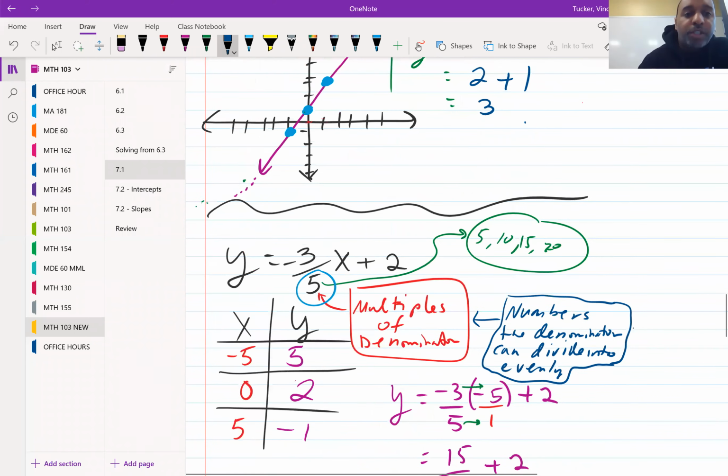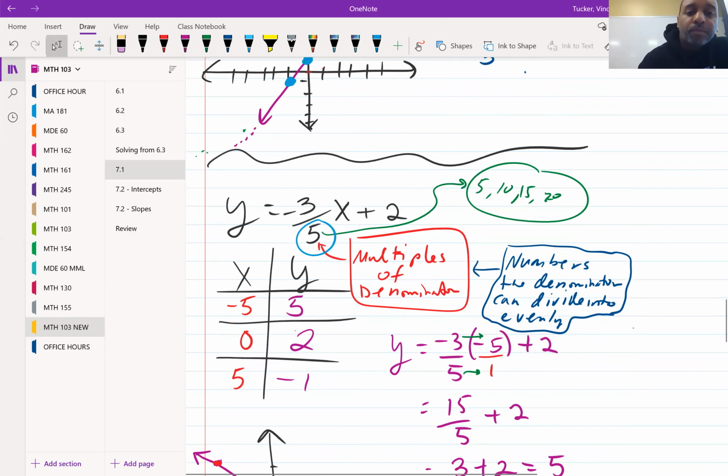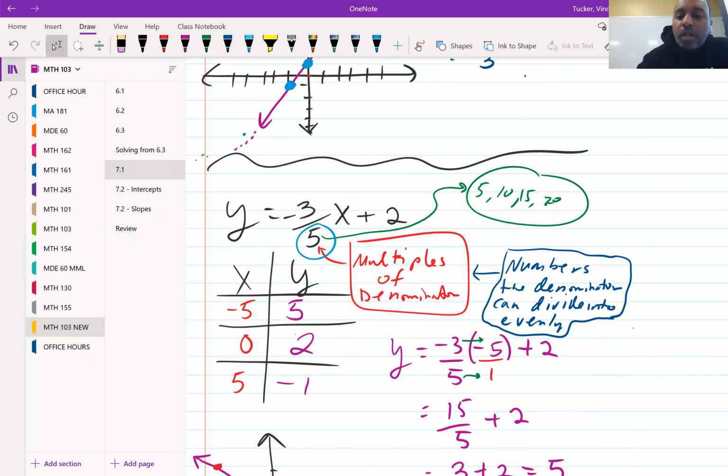Here you're going to have to be a little strategic in what you choose. I'll just leave it up and just talk it out. So we have Y equal to negative 3/5 X plus 2. You see, we have a fraction, but you don't want to have to graph fractions or graph decimals if you can get around doing so. And you can, as long as you are strategic in what you choose.